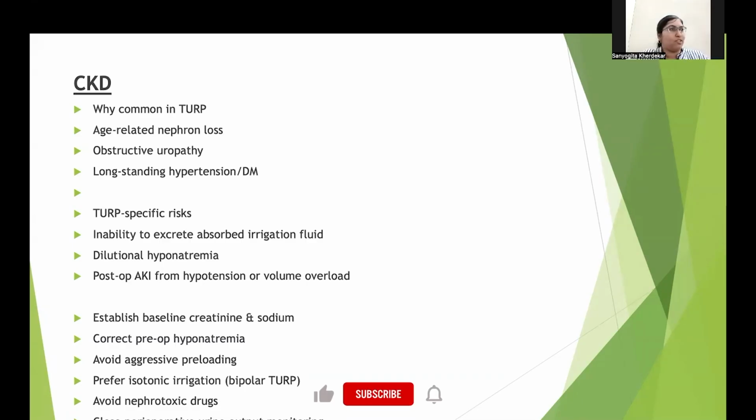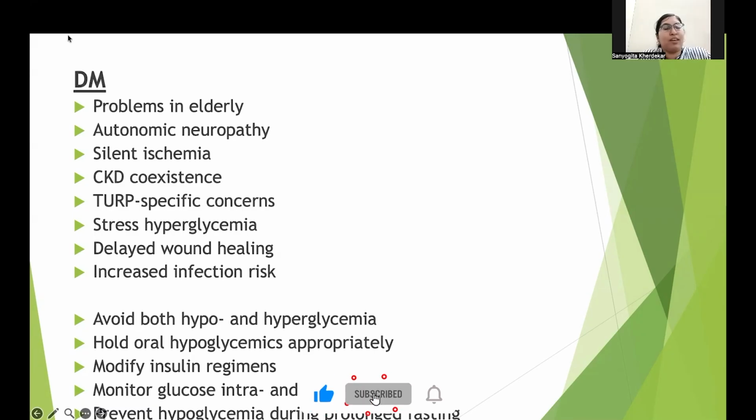Avoid nephrotoxic drugs. Diabetes: the problem in elderly patients having diabetes is autonomic neuropathy, where the autonomic regulation system of the patient can go into imbalance. There is a silent ischemia that may be present. CKD is coexistent. Coming to TURP specific concerns, there may be stress hyperglycemia, delayed wound healing, increased infection risk. So for management, we tend to avoid both hypo and hyperglycemia.